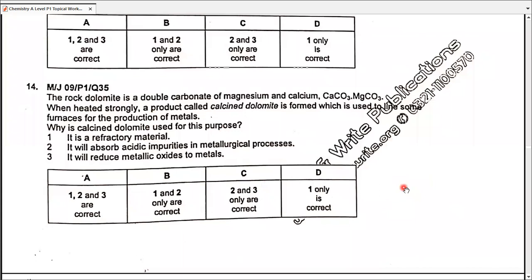Okay, 14. The rock dolomite is a double carbonate of magnesium and calcium. When heated strongly, a product called calcined dolomite is formed, which is used to line some metals. Why is calcined dolomite used for this purpose? It will absorb acidic impurities in metallurgical processes. It will reduce metallic oxides to metals.